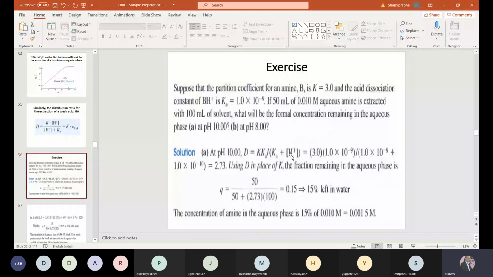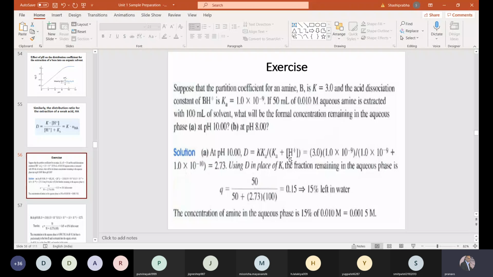So now, solving this problem, at pH 10, D will be equal to, we know this is the expression for distribution ratio for a weak base, K into Ka divided by Ka plus H plus. We know K is 3, under neutral conditions, and Ka is 1 into 10 to the power minus 9, divided by again 1 into 10 to the minus 9 plus the H plus concentration, and at pH 10, it will be 1 into 10 to the minus 10.